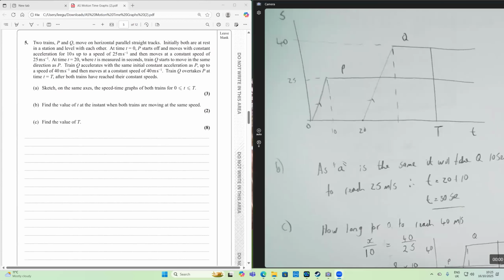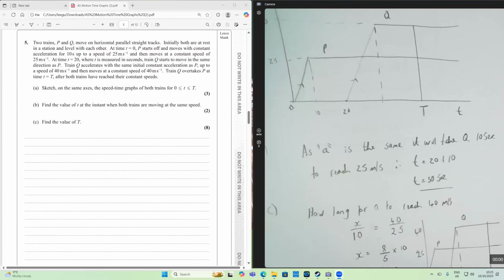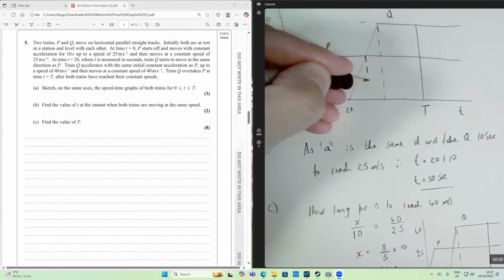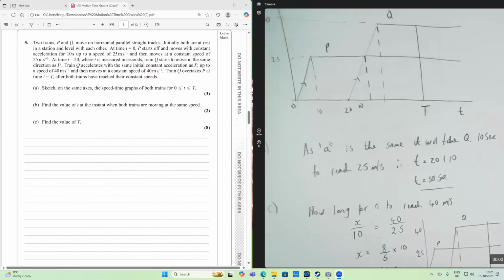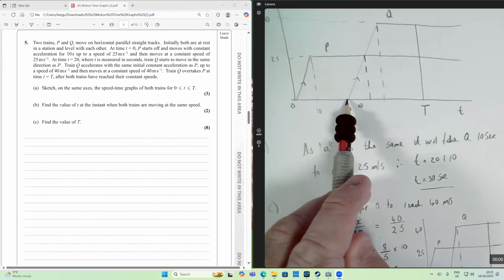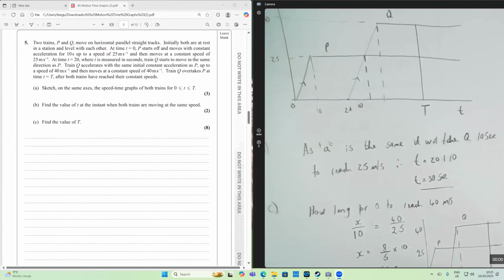Now, part B says find the value of t at the instant in which both trains have the same speed. The key is to notice that it took train P 10 seconds to go from 0 to 25 meters per second. The implication is that it's also going to take train Q 10 seconds to reach that speed of 25 meters per second, because they've both got the same acceleration. So the time at which they're both traveling at 25 meters per second is 10 seconds after Q starts. That's 20 add 10, so that is 30 seconds.